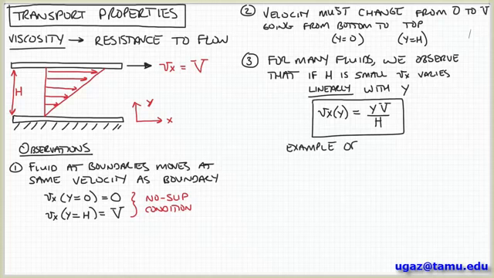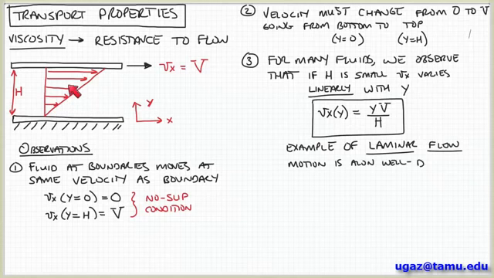So this is an example of what we call laminar flow. In this kind of flow, these fluid paths are straight lines. There's no mixing, or there's no tangential component to the motion. And so one way to think about it is like a deck of cards.